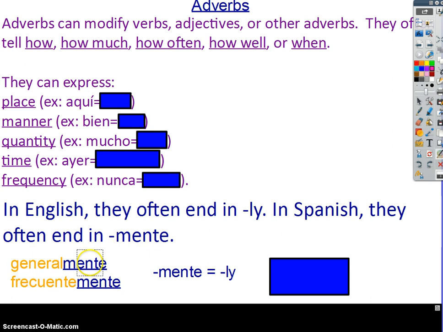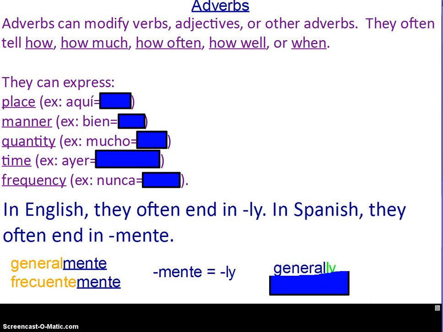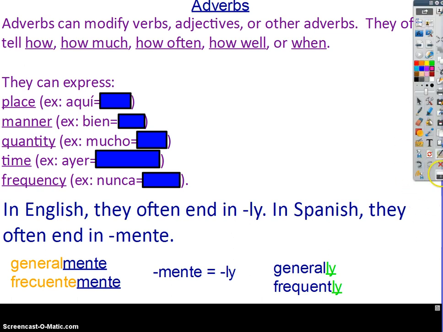So what does generalmente mean? Generally. What does frecuentemente mean? Frequently. If I have gone too quickly for you to write it down, which I'm sure I have, please press pause and play again when you're ready. I'm moving on.